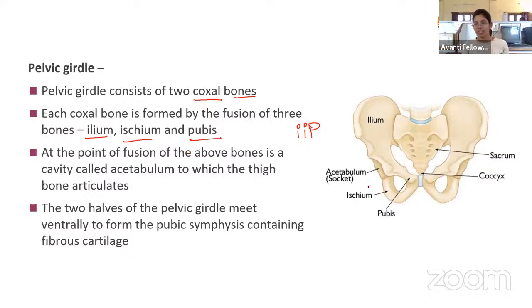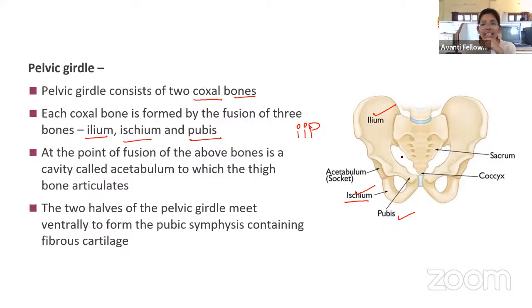You can see the coxal bones here: this is the ilium, this is the ischium, this is the pubis. All these three bones together we are going to call a coxal bone. The coxal bone is present on both sides, right? So two coxal bones are present.